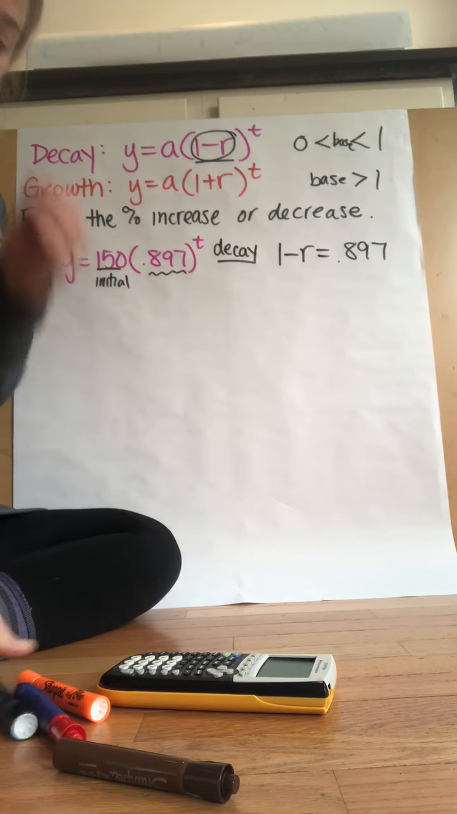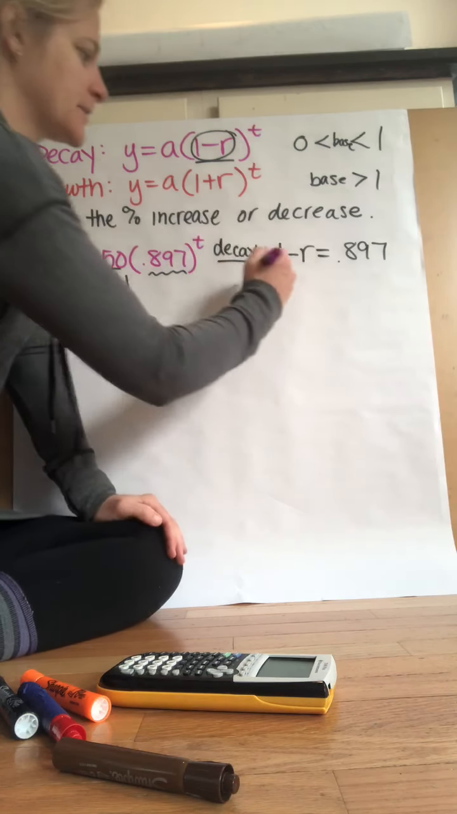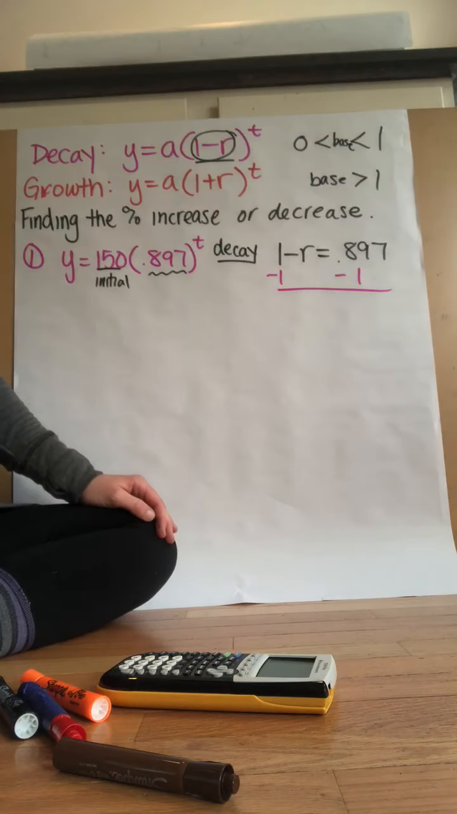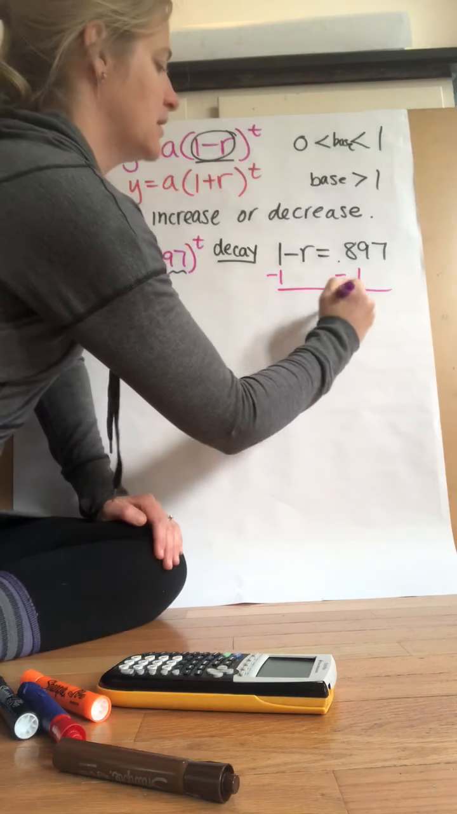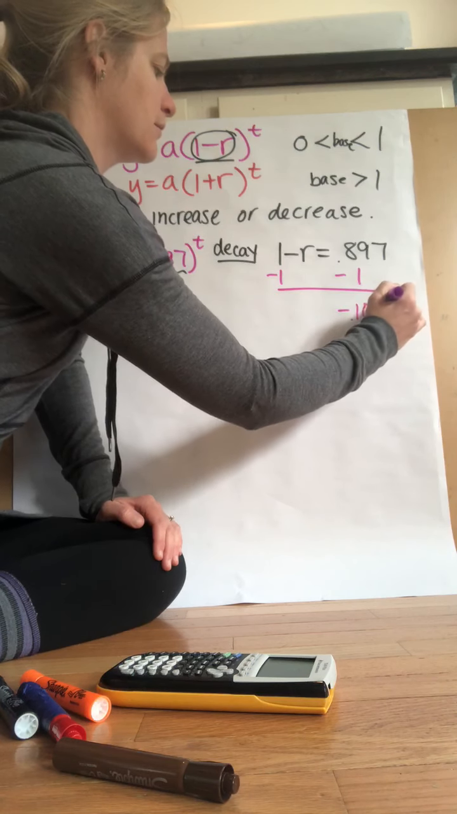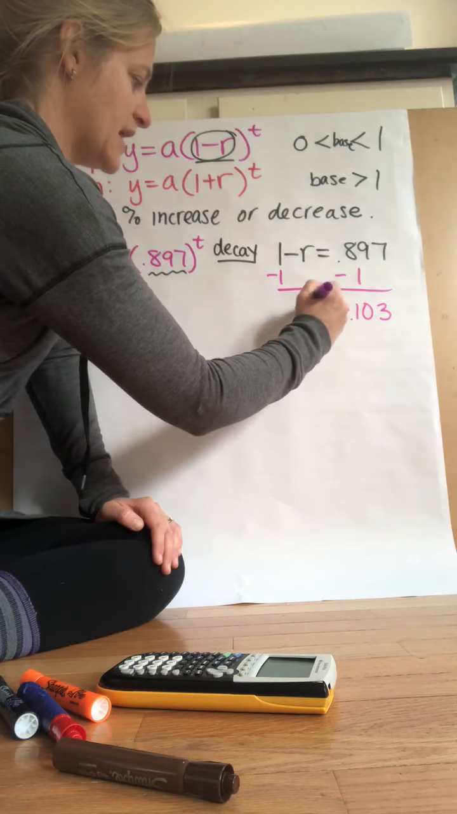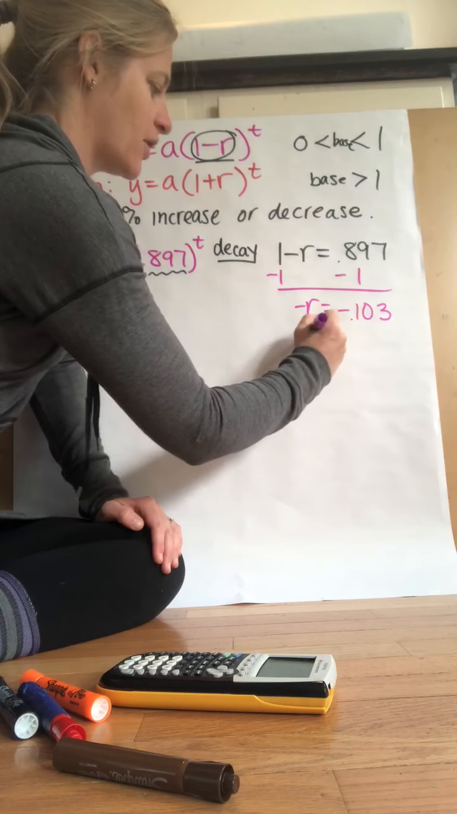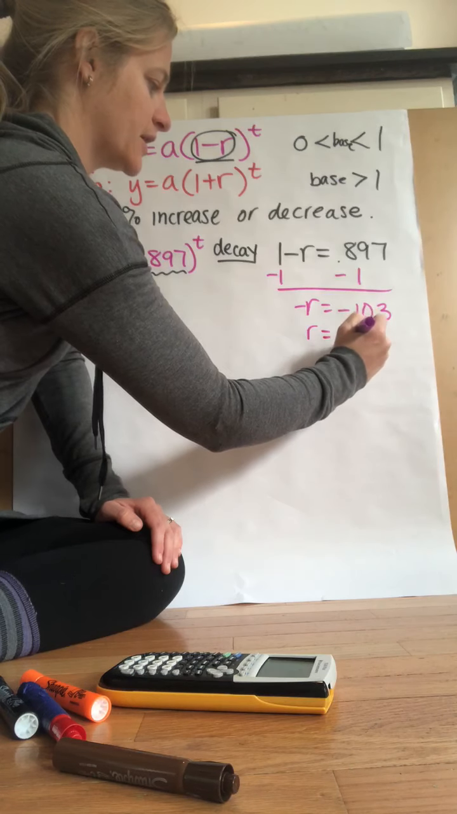0.897 is equal to 1 minus r. Now, there are a bunch of different ways to do this. I'm going to go the longer route, I guess. Subtract 1, okay? 0.897 minus 1 is negative 0.103, okay? This is equal to negative r. And then we have to divide by negative 1. If negative r is negative 0.103, then positive r is 0.103.